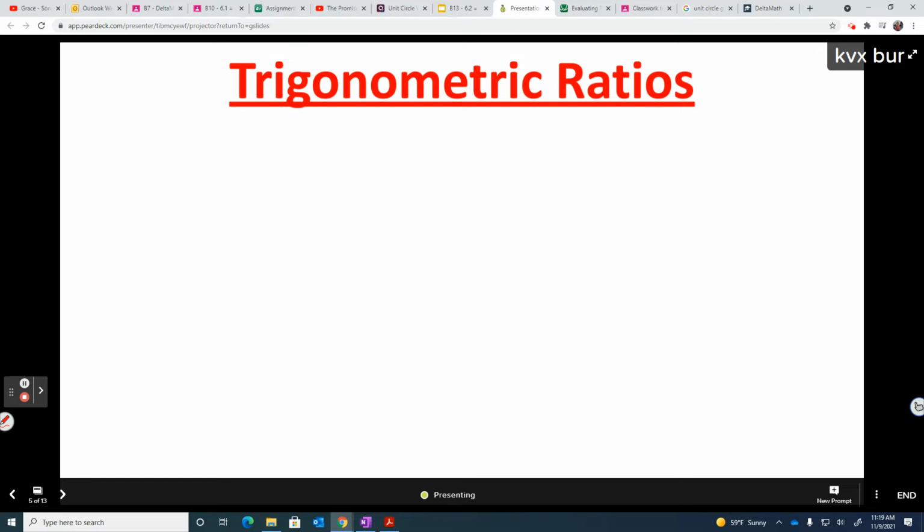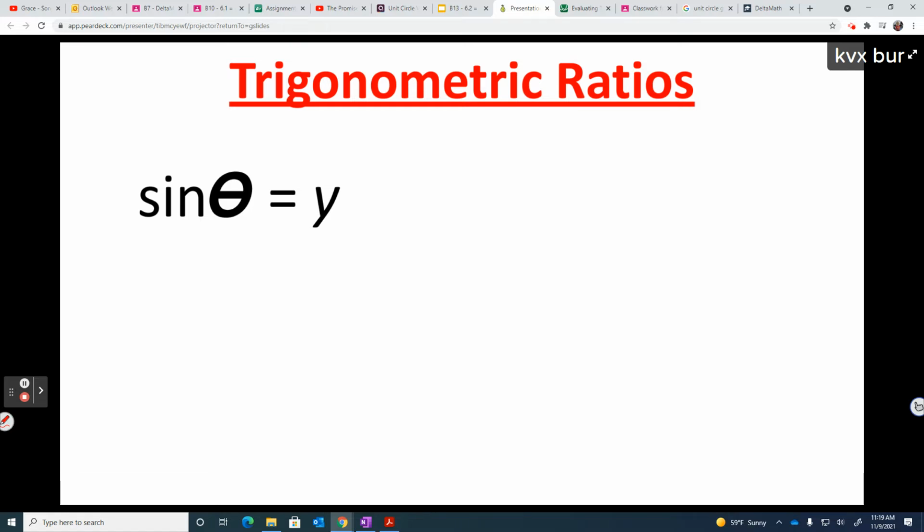All right, so our first one we're going to say is the sine of theta. This little symbol just means the angle. The Greek letter theta.